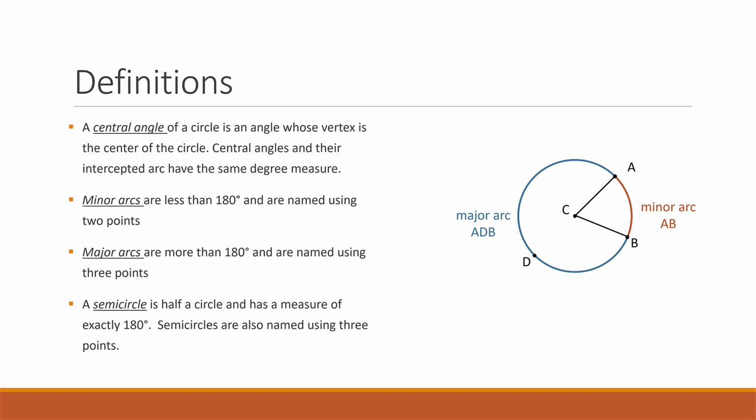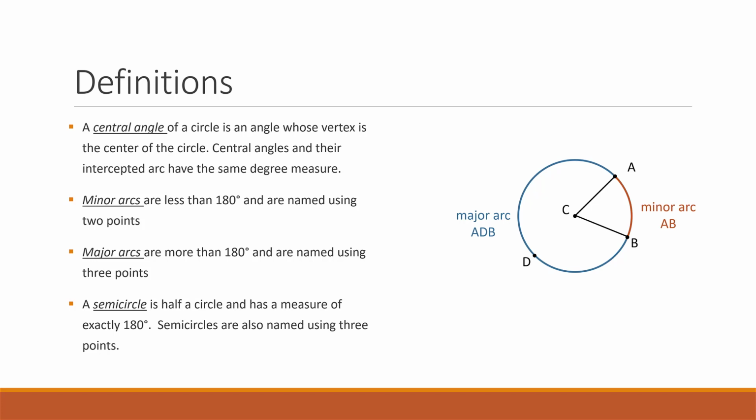So let's start off with a few definitions. A central angle is an angle in a circle whose vertex is at the center of the circle, hence central. Central angles and their intercepted arcs have the same degree measure. Minor arcs are less than 180 degrees and are named using 2 points. Major arcs are more than 180 degrees and are named using 3 points. And then a semicircle is half a circle and has a measure of exactly 180 degrees. Semicircles are also named using 3 points.